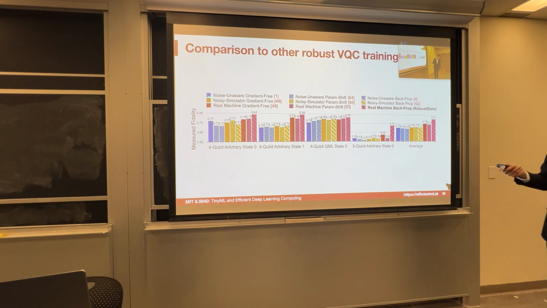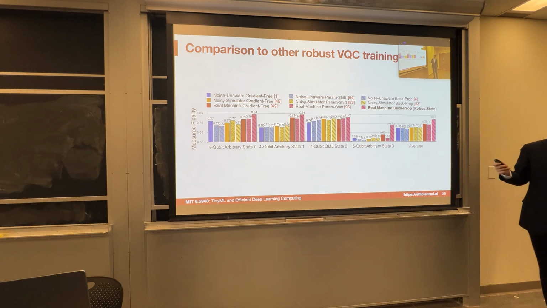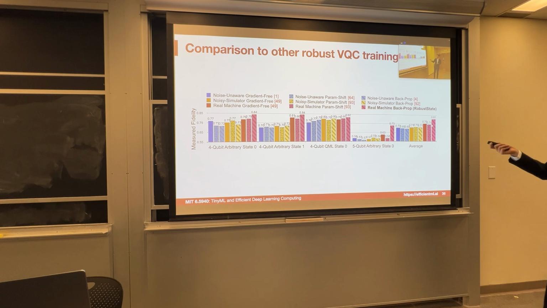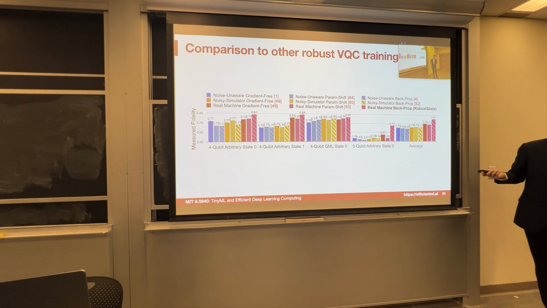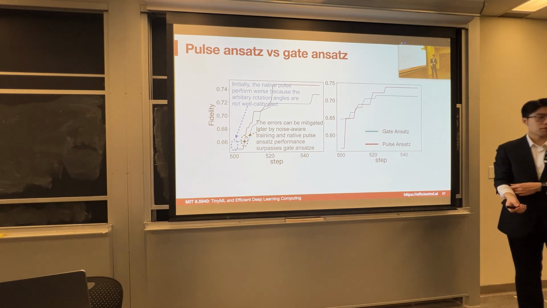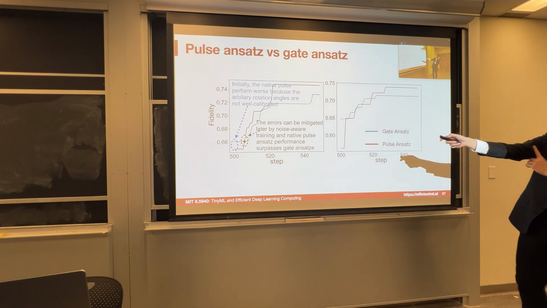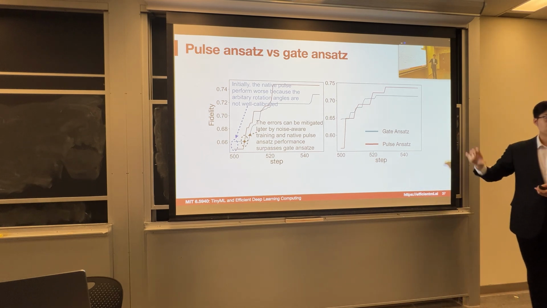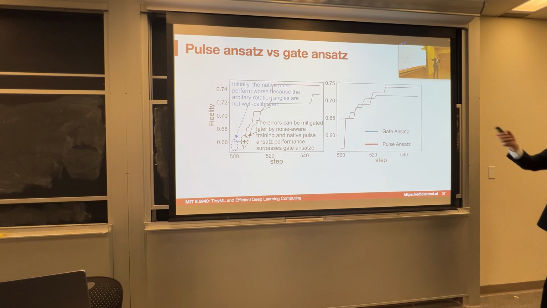And also, with the other grid of different ways to train the parameters, we can achieve a better accuracy compared with noise-unaware search, noise-unaware parameter shift, or some gradient-free training method. One very interesting phenomenon we find during this training process is whether we should use the pulse level changing of the gates or just use the gate level decomposition.